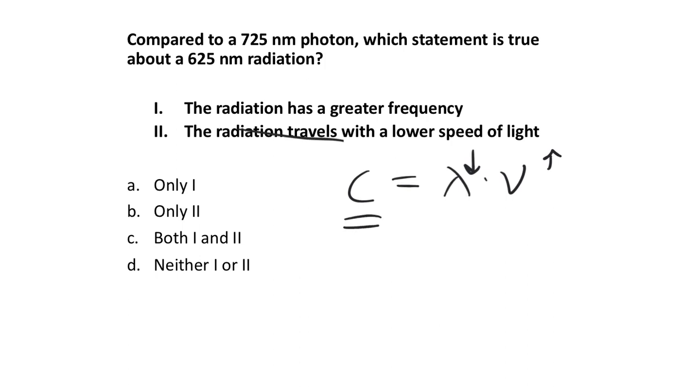So the radiation doesn't change its speed because it changes wavelength. The speed of light is the same for both photons. So statement 2 is incorrect. And to move to a lower wavelength would mean we go to a greater frequency. So statement 1 would be true. So you could also just calculate the 2 frequencies and compare if you want to and just use the speed of light.